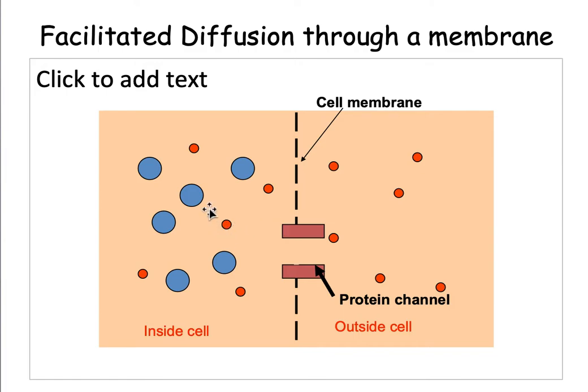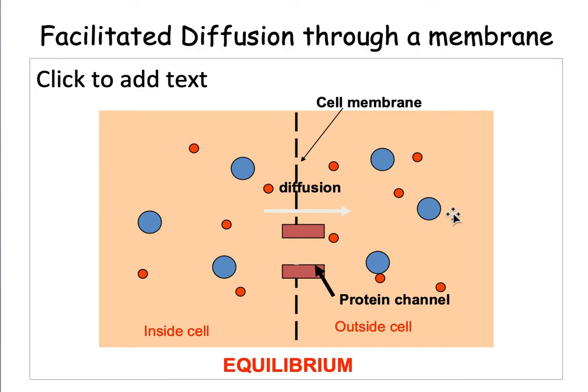Again, this is another illustration. See these small molecules, imagine these are oxygen or water, they can pass easily through the small pores, but these large molecules, assuming these are carbohydrates, need the bigger channel to pass through. This is a protein channel, the molecule will pass through, and eventually there would be even distribution. However, it's important to know that even transport through this gate does not require any energy, which is why it's still called diffusion.